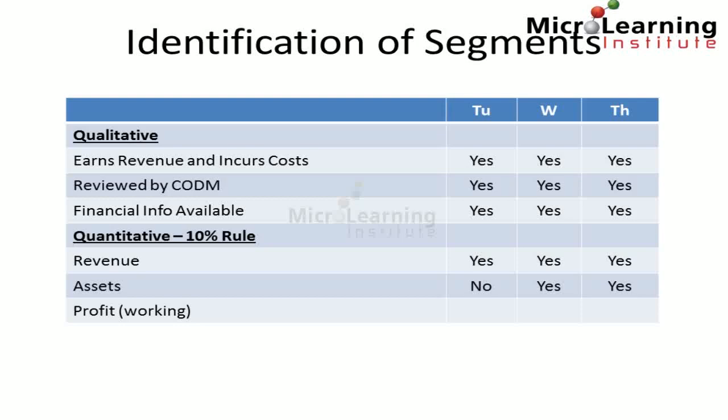You will note that for Chudo, with assets of only $510 million, these do not represent more than 10% of the overall assets. So Chudo does not meet the quantitative asset criteria. However, of course, notwithstanding that, the fact that Chudo meets any of the other criteria means that it already is classified as a reportable segment. Now finally, the final quantitative criteria is the profit criteria, and again let's look at a working for that.